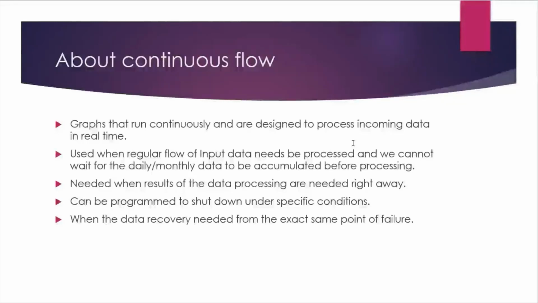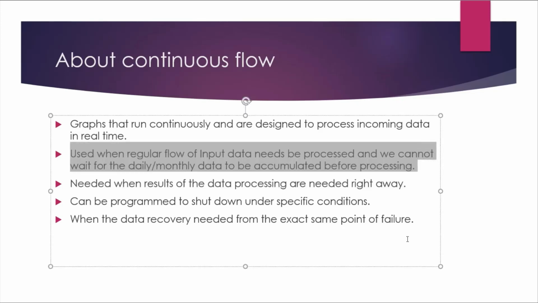These are the graphs that are designed to run forever for an indefinite period of time. These graphs will continuously process the incoming data as soon as the data is available. As you know, there are times when we cannot wait for the data to be accumulated for processing. Like you have seen the daily jobs or the monthly jobs, where we process the data for the entire day or the entire month in the case of monthly jobs. But in the case of real-time jobs, the data processing happens immediately. So as soon as the data is available, it gets processed.